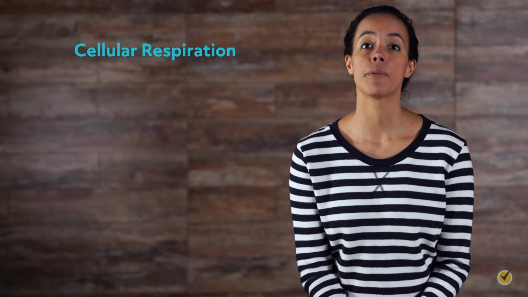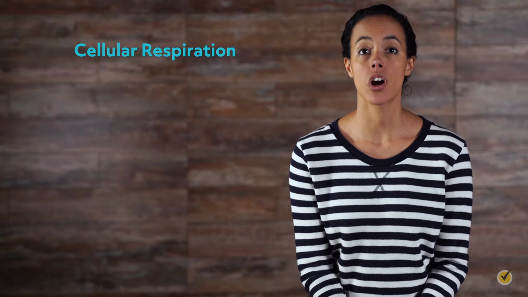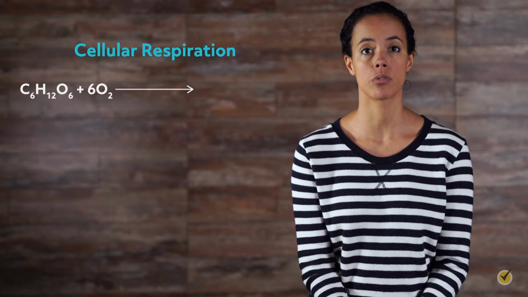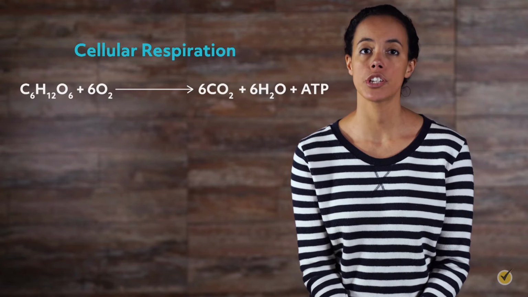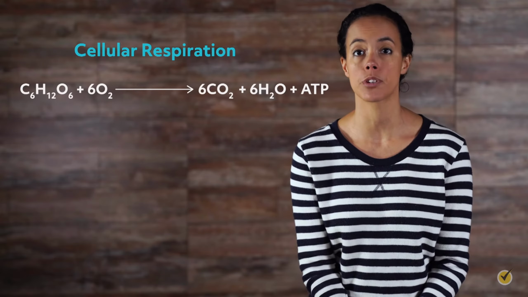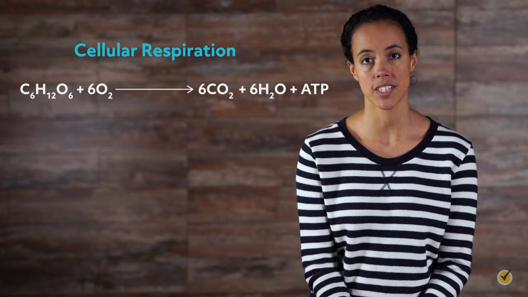There are a few processes that animals can use to generate ATP, but the main process is through an oxygen-dependent reaction called cellular respiration. Cellular respiration is made up of 4 main processes: glycolysis, the Krebs cycle or citric acid cycle, electron transport through the electron transport chain, and ATP synthesis.